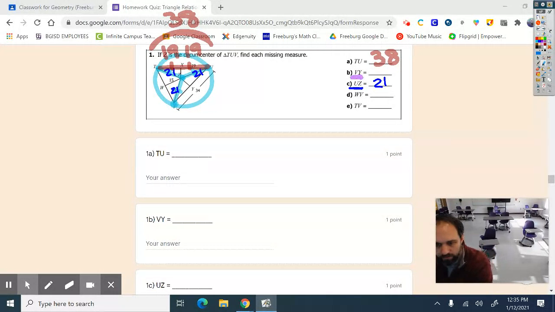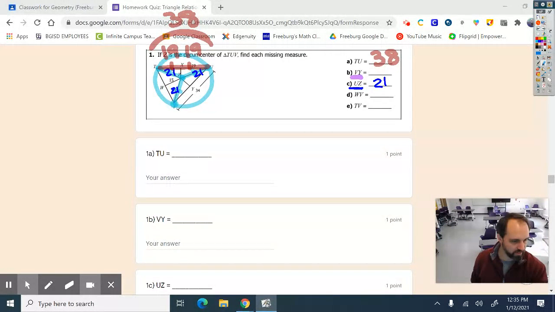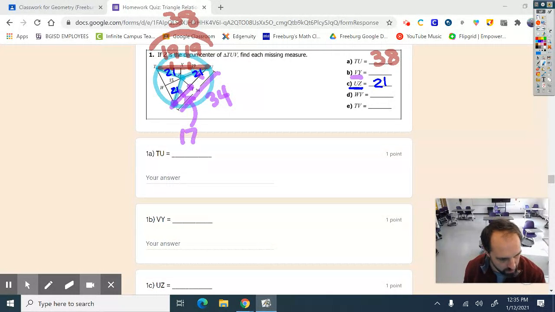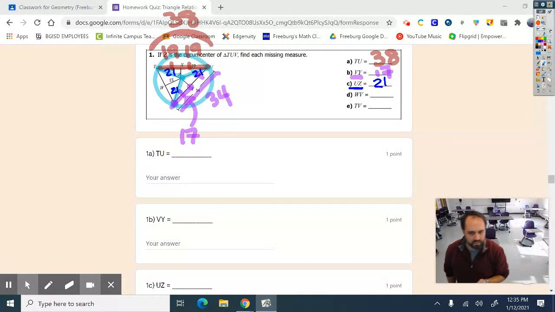How about v to y? So v to y, you know the full thing is 34. Again, this is a midpoint, so we're breaking it up. The little part must be 17. And then v to w.